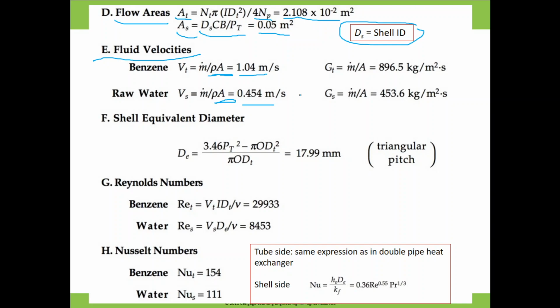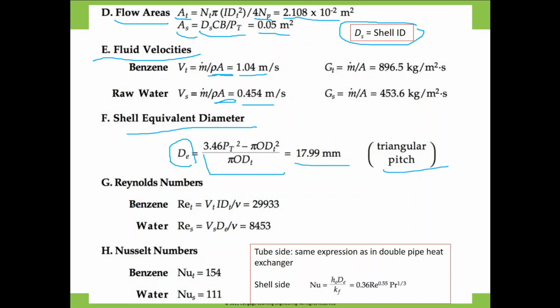And now we calculate the equivalent diameter for the shell. The shell side equivalent diameter DE, we have the formula for triangular pitch distribution, and then we can calculate the DE, which comes out to be 17.99 millimeter.